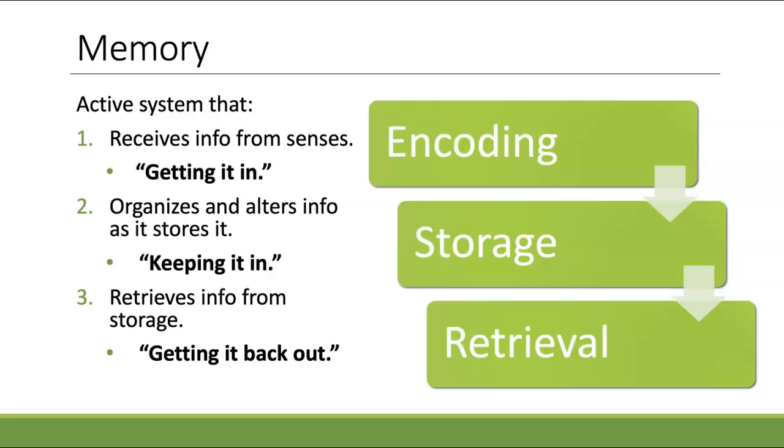So first of all, encoding involves the input of information into the memory systems. This is the collection of information. We're receiving information from our senses and we're getting it into our brain. If you think about this like a computer, this would be creating a new file. So you're opening up a PowerPoint and putting your information in, or a Word document and typing your information in. That is the encoding part. You are getting that information into the system.